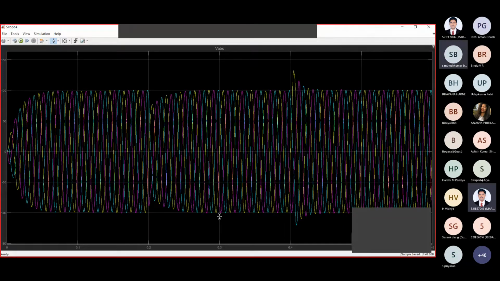Okay, so now I'm showing the VABC. At 0.2 seconds, we suddenly applied the load. Here we can understand that due to the load disturbance our voltage is disturbed, and due to our control action it immediately reaches the steady state value. Similarly, at 0.4 seconds we are removing the load. At that time the voltage increases, and within a very small time it reaches the steady state value.